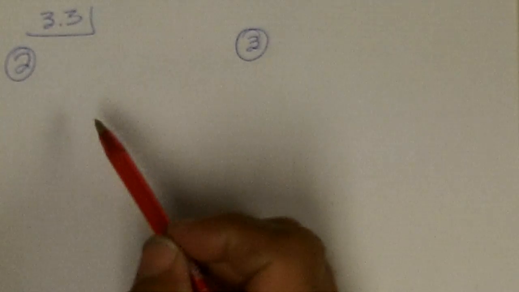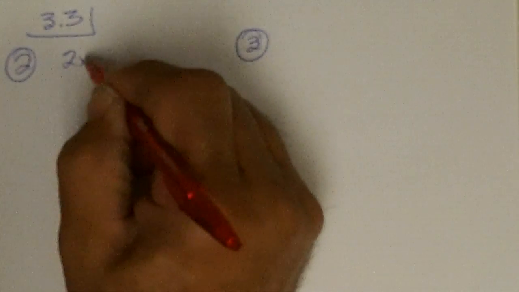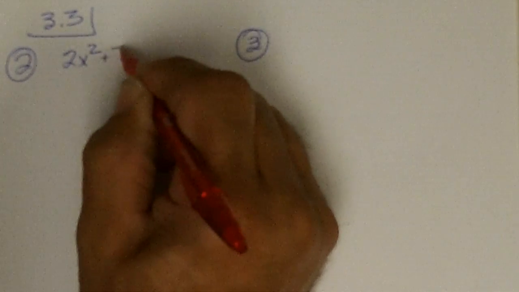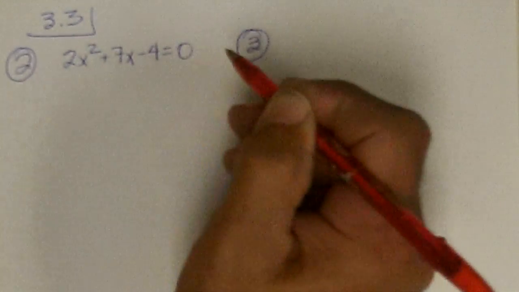Okay, on 3.3, there was a question on 2. Find the real solutions of the equation 2x squared plus 7x minus 4 equals 0.